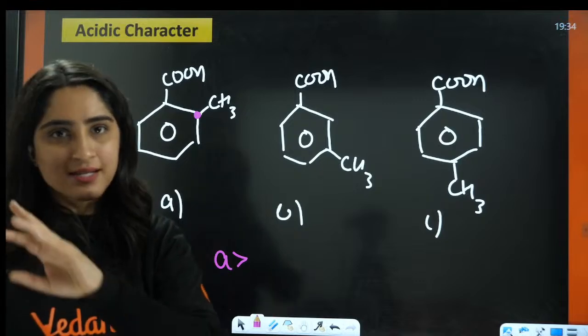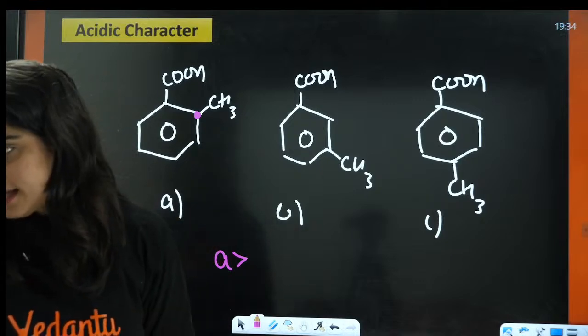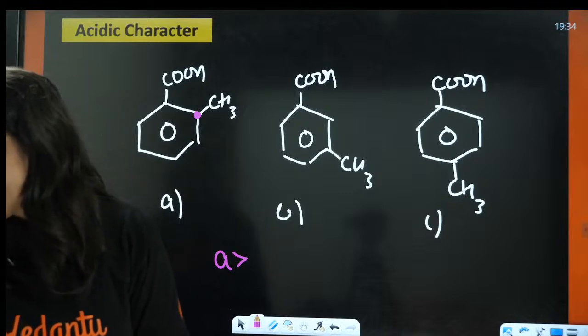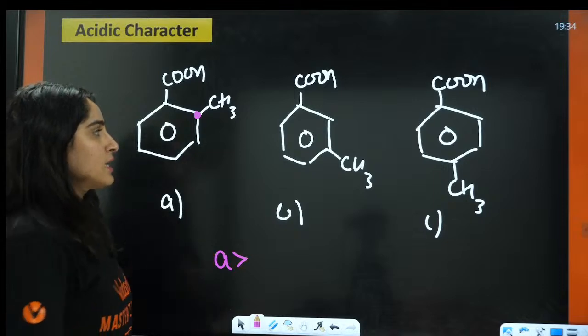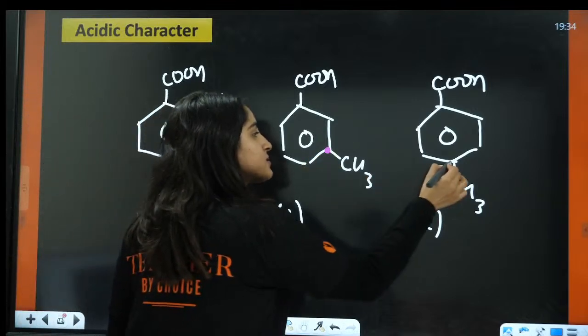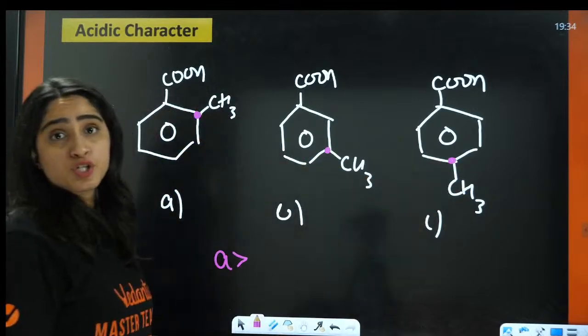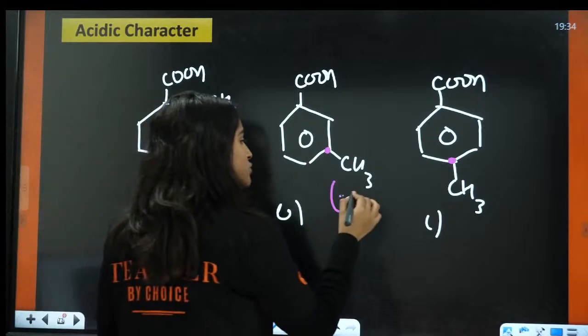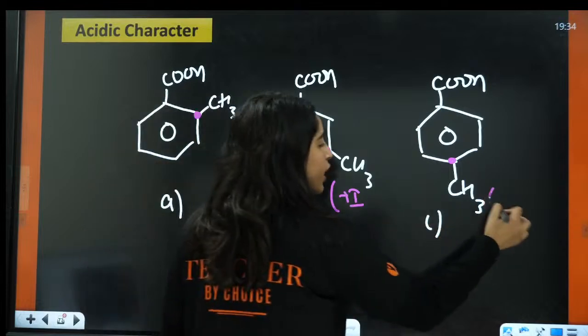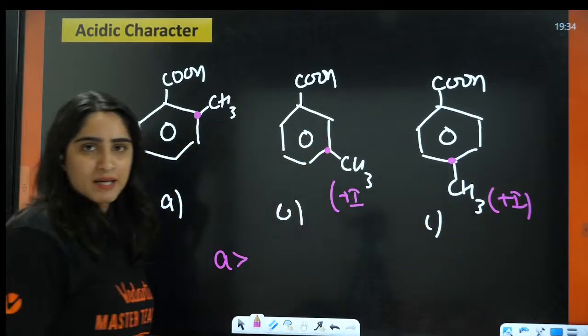Yes, in benzoic acid, everywhere this will be applied. If this is benzoic acid, okay? Perfect. Now we have B and C. This is the meta position and this is the para position. On the meta position, in both cases you will have the minus I effect. Also you have the plus I effect, and at both positions you have the plus I effect.